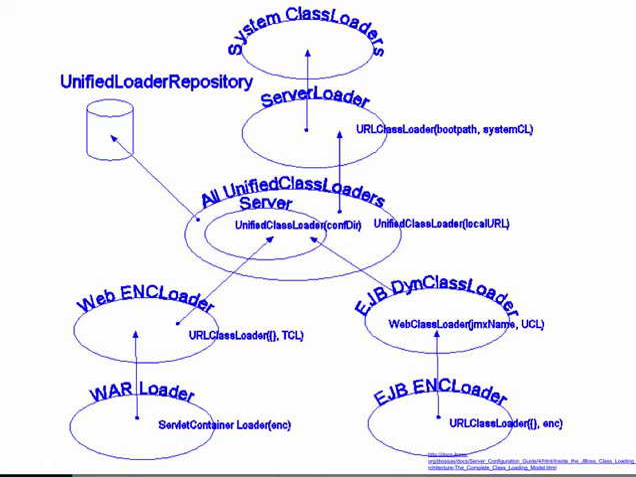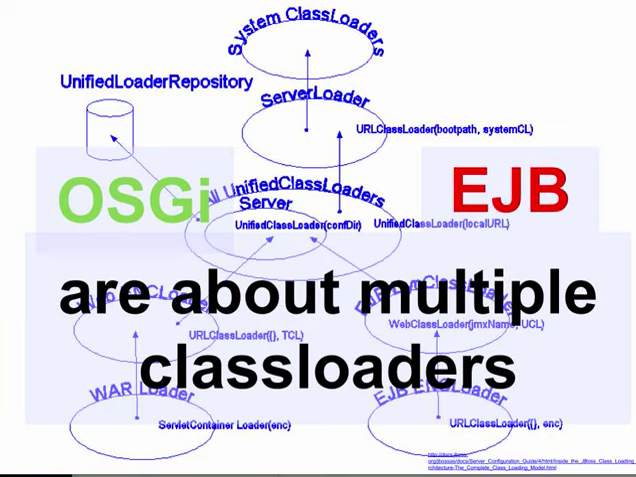So what we found is that even a huge enterprise application can run with a single class loader. But OSGi and EJB pay a lot of attention to controlling multiple class loaders, right? Which is pretty challenging, right? And requires a lot of resources and developer attention.